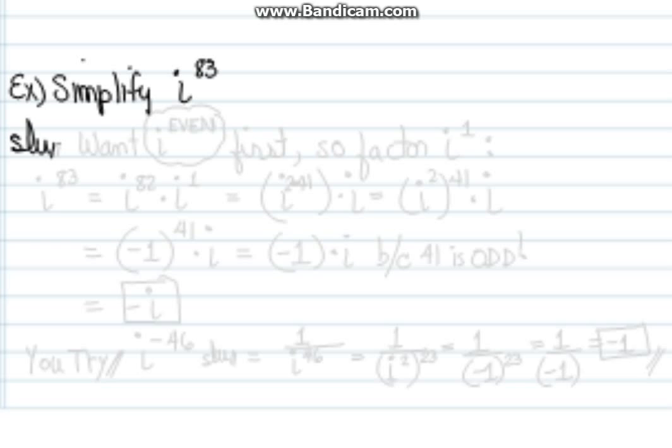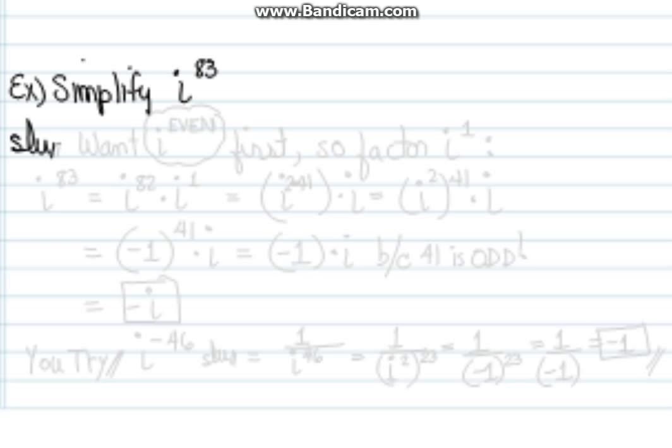Simplify i to the 83rd power. Now the only thing we're going to use to do this problem is the fact that i squared is equal to negative 1. And whenever we have i squared, we're going to replace it. We're also going to use the fact that negative 1 to an even power equals positive 1, and negative 1 to an odd power equals negative 1.